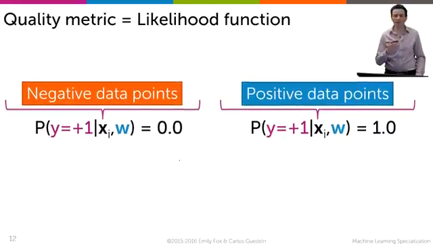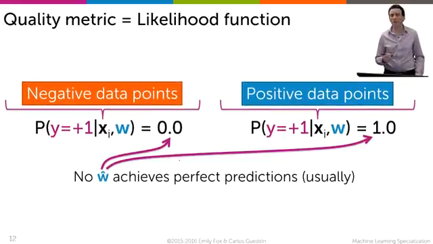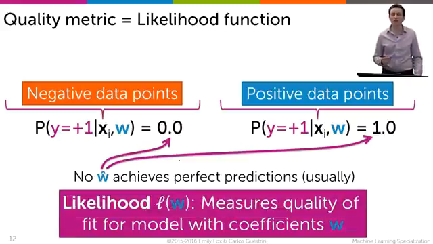So in other words, if we take the negative examples and the positive examples, there might not be a W hat that achieves exactly 0 for the negative, 1 for the positives, for all of them. And so the quality metric or the likelihood function tries to figure out, kind of on average, it measures the quality throughout all the data points with respect to coefficients W. However, we're making kind of extremes happen.